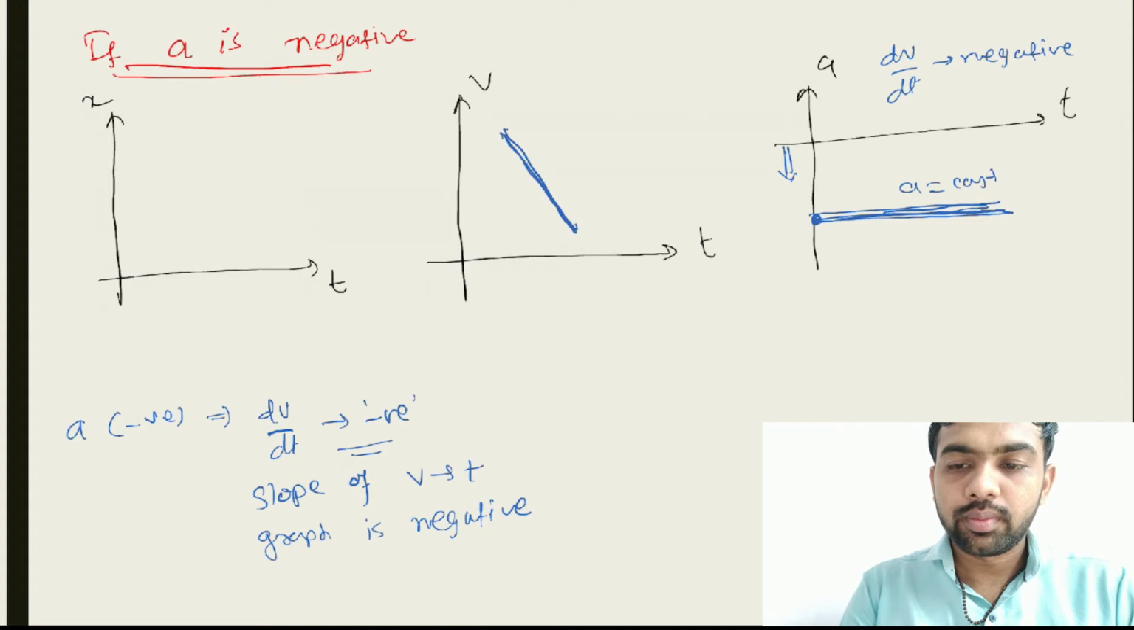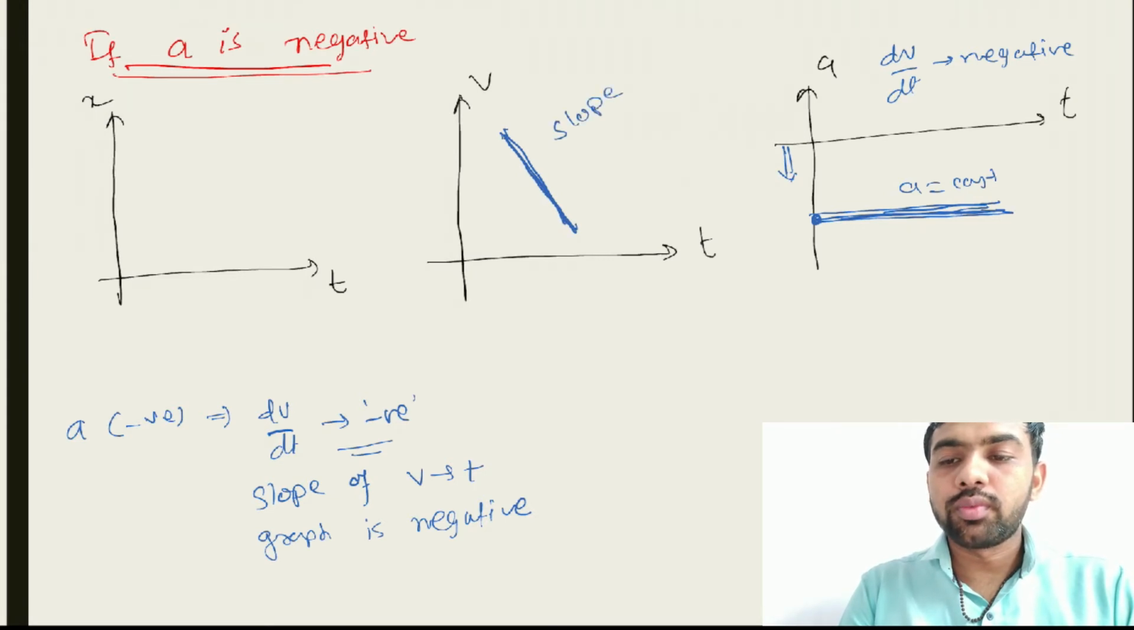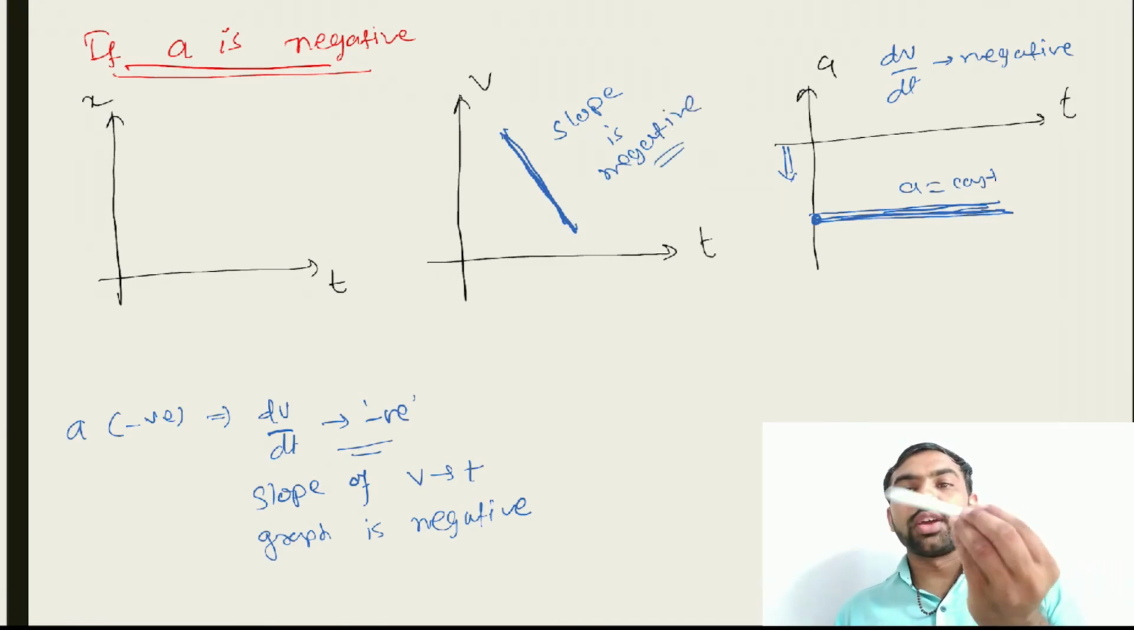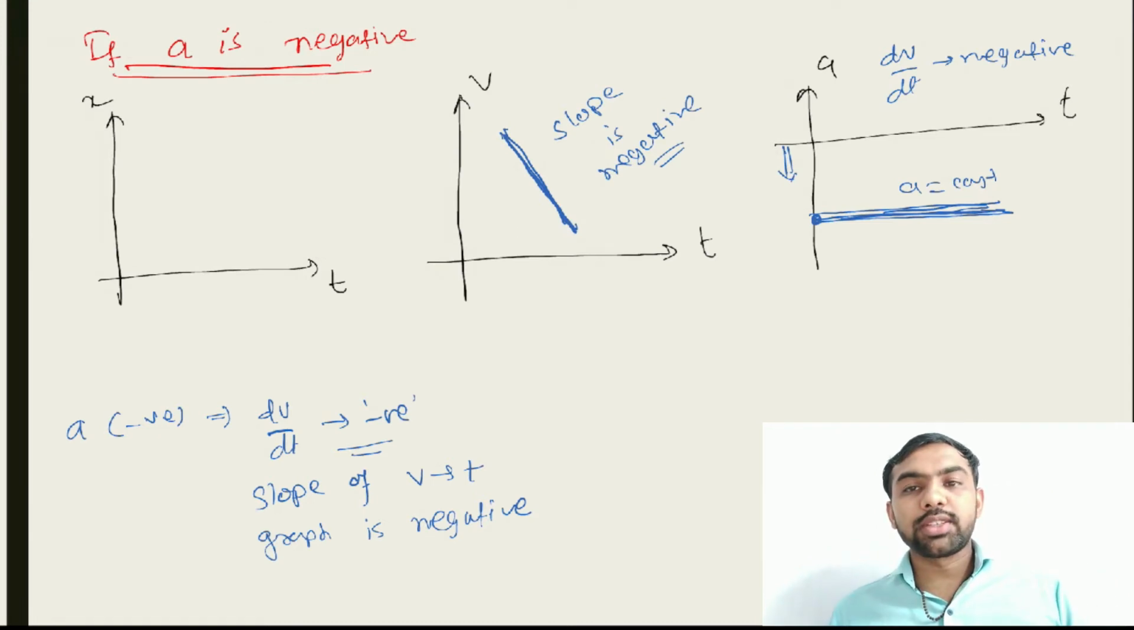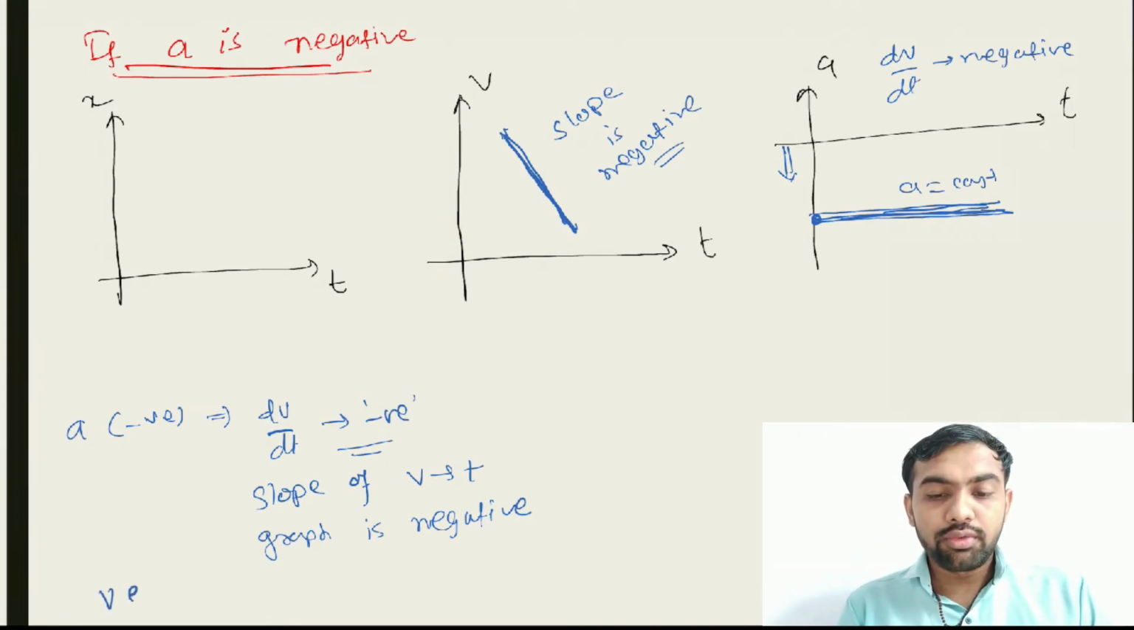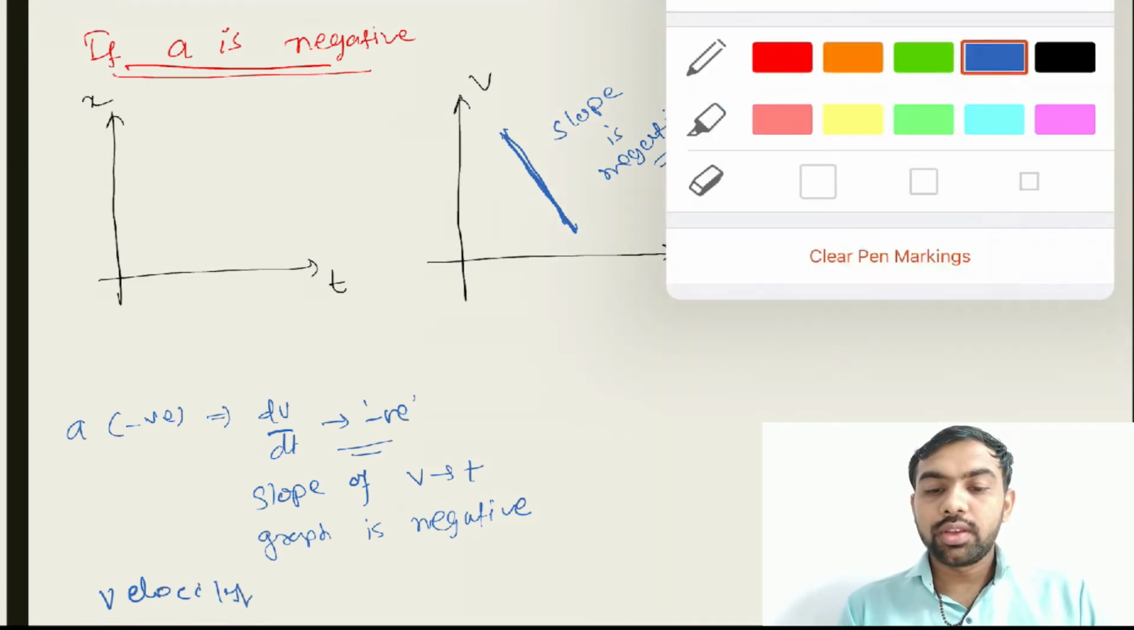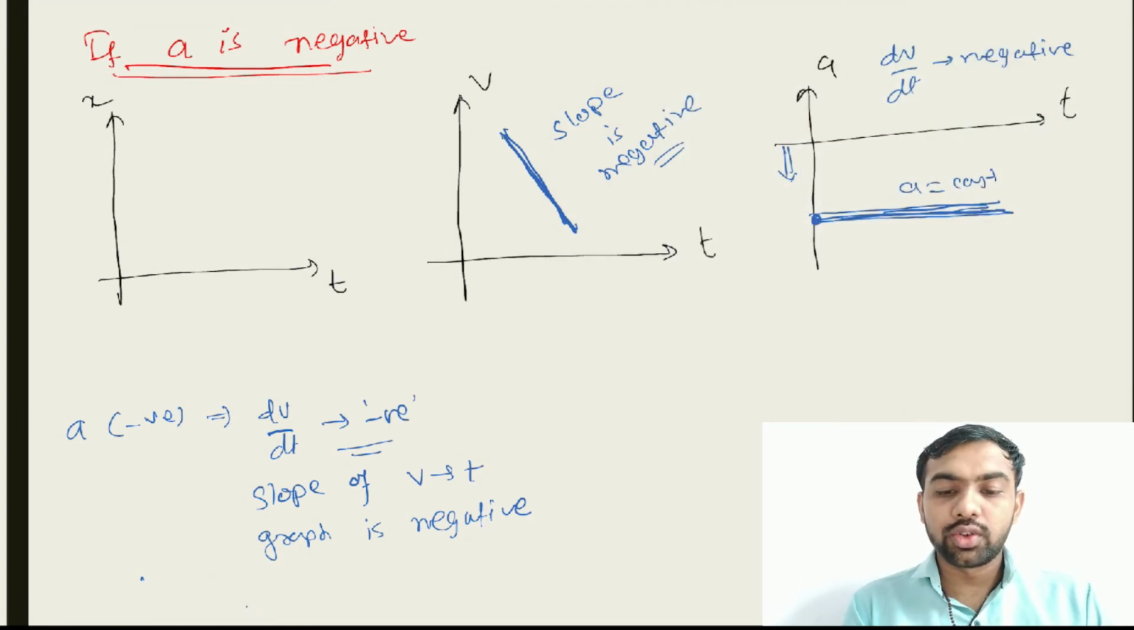देखो, स्लोप नेगेटिव होगा ना. अब जीरो है, पॉजिटिव है, तो ये नेगेटिव. So slope is negative. In this situation, how do we draw the graph? Here the velocity is decreasing. Note this. So let's write this note again for negative acceleration.